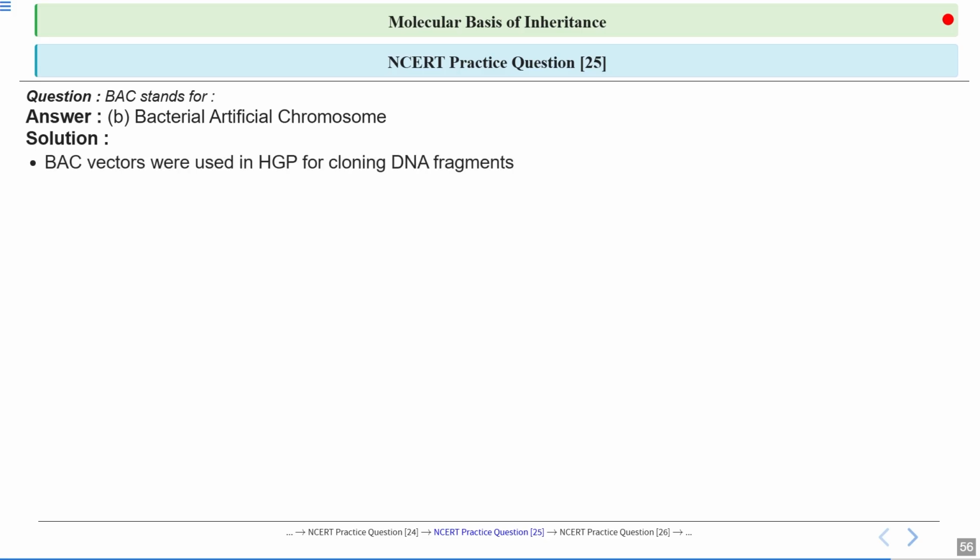Okay, so these bacterial artificial chromosomes can be used as a vector. Okay, these were used in the Human Genome Project as well. Bacterial artificial chromosomes and yeast artificial chromosomes were used as a vector for cloning the DNA fragments. Now, why are these used? Because a larger fragment can be cloned in these vectors. Okay, large size fragments can be cloned.